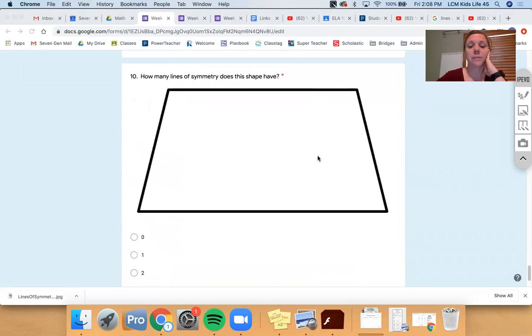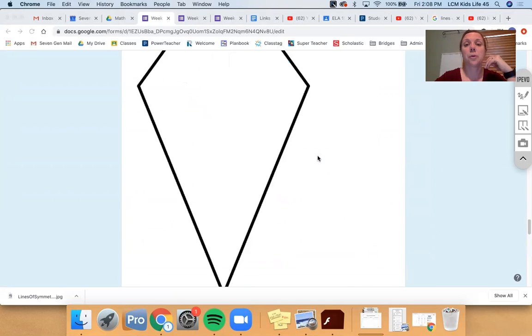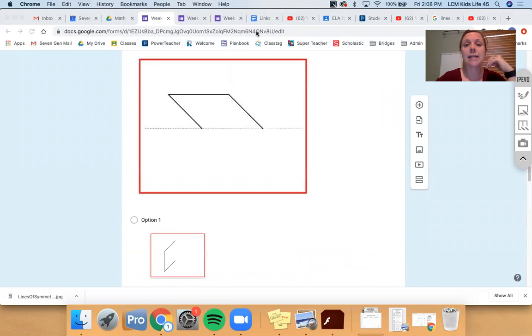Okay, and then we have some different pictures. How many lines of symmetry does this shape have? Think about that. Could you fold it this way, but maybe not this way? Okay, so I think that with that, you should be able to go in and find a little bit more success on this assignment.